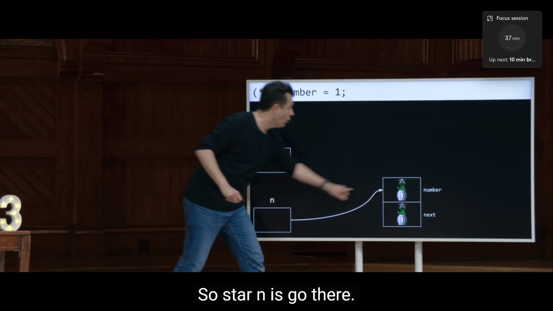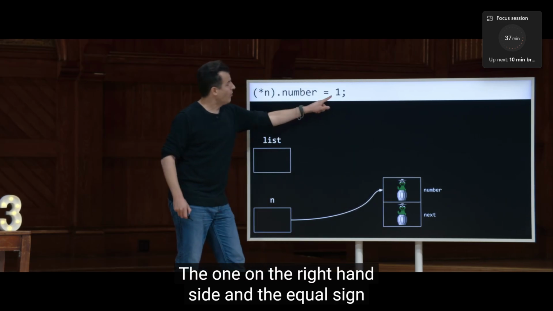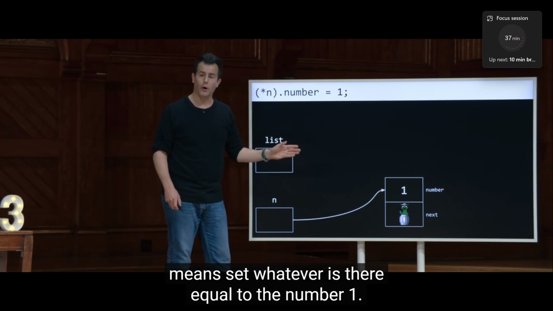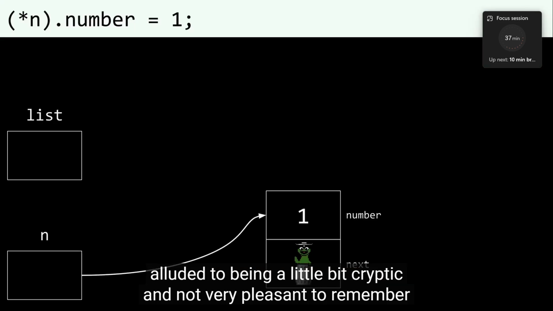So star n is go there, and the dot operator means go to the number field. The 1 on the right-hand side and the equal sign means set whatever is there equal to the number 1. It turns out this is the syntax, though, that I alluded to being a little bit cryptic and not very pleasant to remember or type.